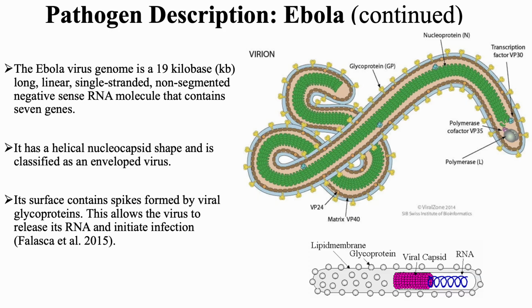It has a helical nucleocapsid shape, and it is classified as an enveloped virus due to its outer lipid membrane. The envelope protects the virus's genetic material as it moves between cells. Its surface contains spikes formed by viral glycoproteins, which mediate the critical binding of the viral envelope with a host cell's membrane, allowing the virus to release its RNA and initiate infection.